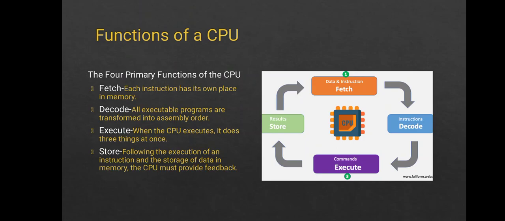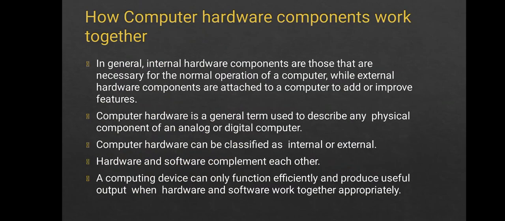Fetch. Each instruction has its own place in memory. Decode. All executable programs are transformed into assembly order. Execute. When the CPU executes, it does three things at once. Store. Following the execution of an instruction and the storage of data in memory, the CPU must provide feedback.